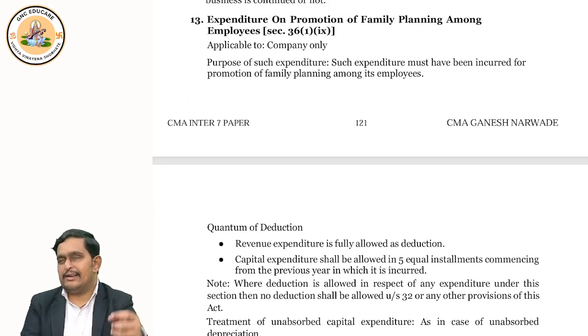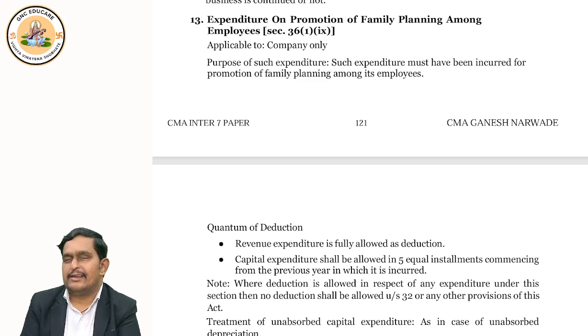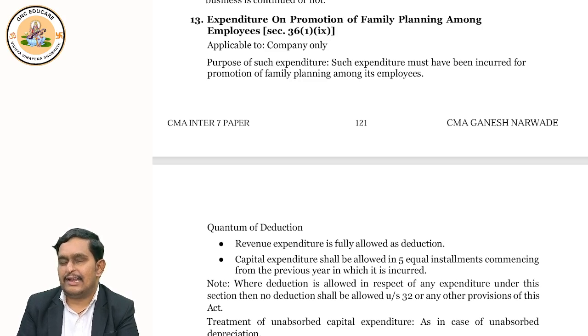Whatever expenditure incurred in the current year, that is allowed as deduction. This is revenue expenditure. But capital expenditure is allowed as deduction in 5 equal installments. Suppose for family planning expenditure, a small hospital is set up in the employer's premises itself. Then obviously it is a capital expenditure. So it can be deducted in 5 equal installments. That you should remember.